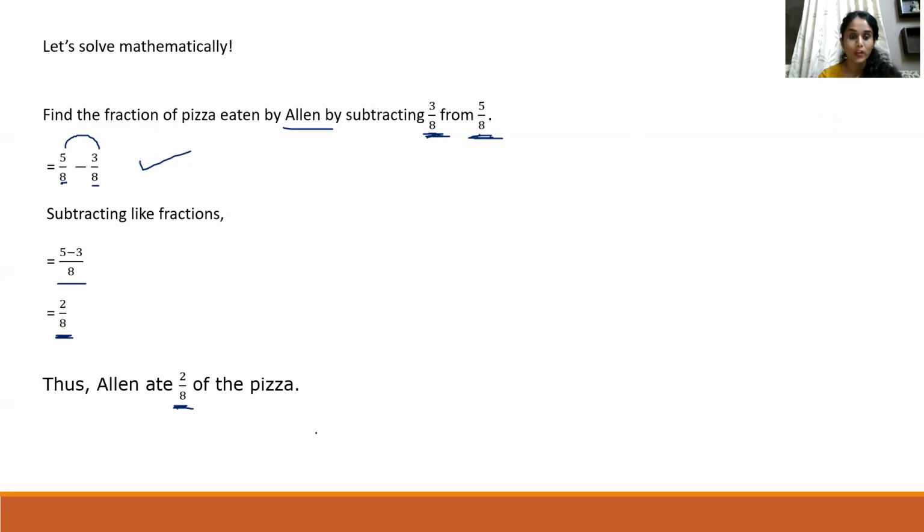So students, I hope you understood both the concepts, using the image and mathematically. We'll be solving more questions of the same kind in the next session.